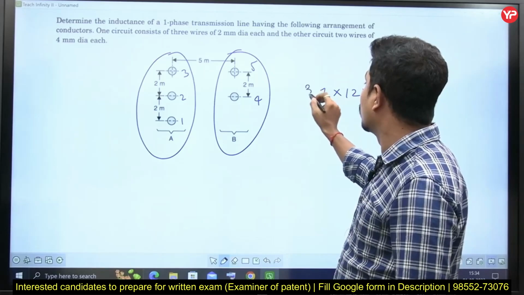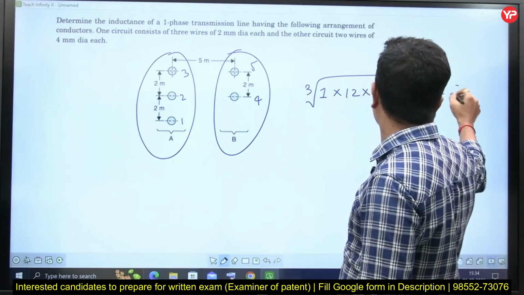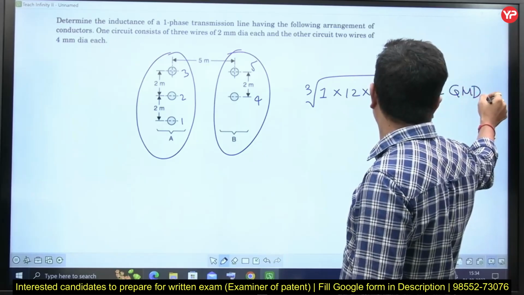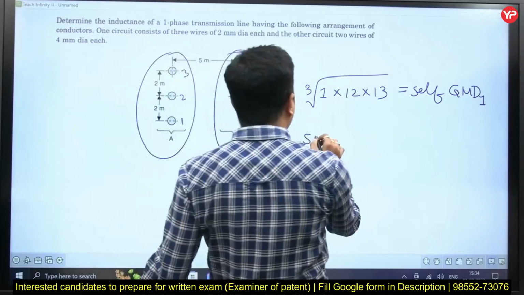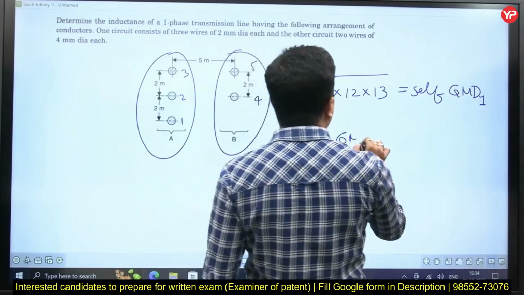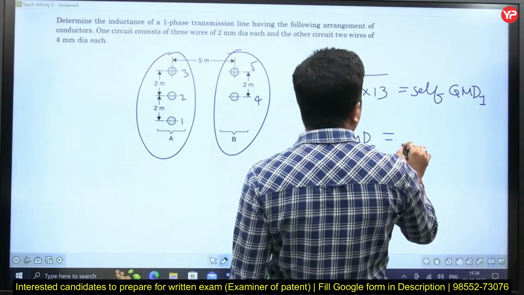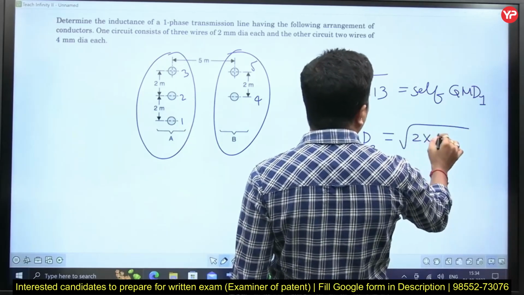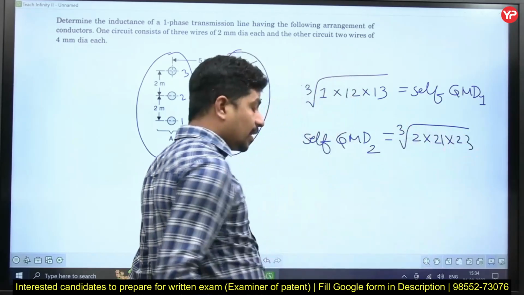How many do I have? Cube root. So this is the self GMD of conductor 1. In the same way, the self GMD of conductor 2. The self GMD of conductor 2 is 2 with itself, 2 with 1, 2 with 3. Cube root, because I have 3 distances.